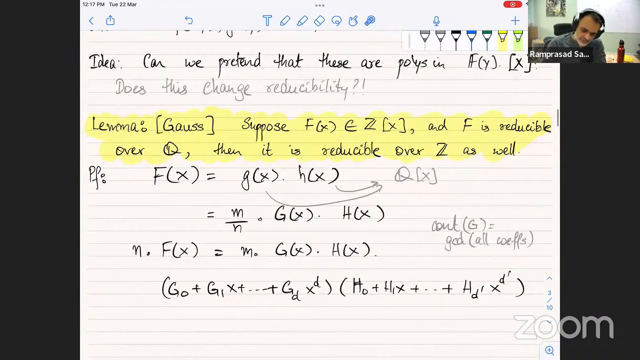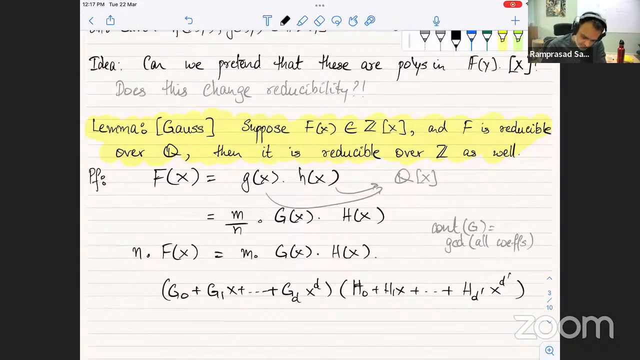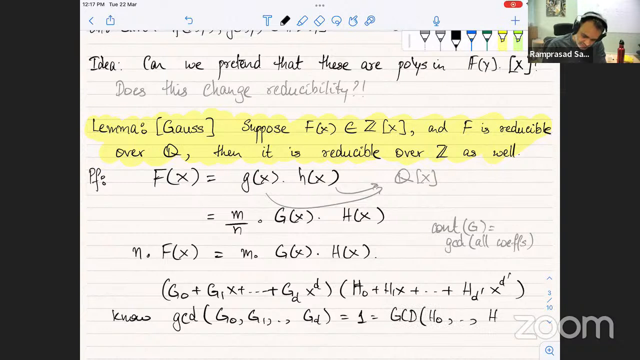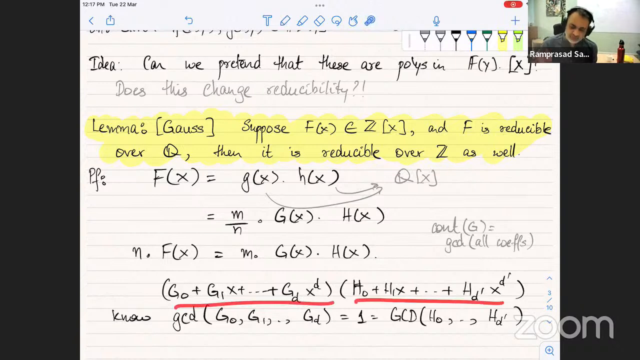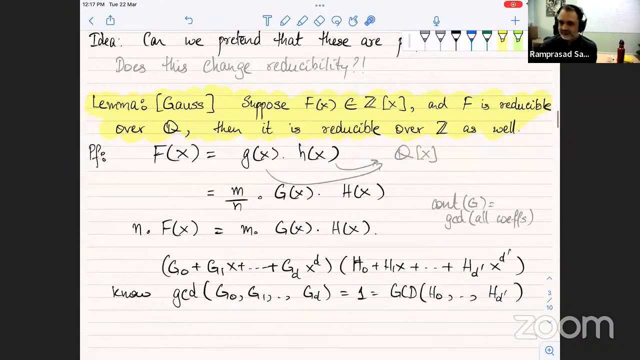Okay, now what are we given? We know that the GCD of g0, g1, and so on till gd is equal to 1, and it's also equal to the GCD of h0, and so on till hd prime. That is, there is no common factor across these coefficients. Okay, but their products, who knows? Now they could have common factors. We are somehow trying to argue that the product cannot have common factors.